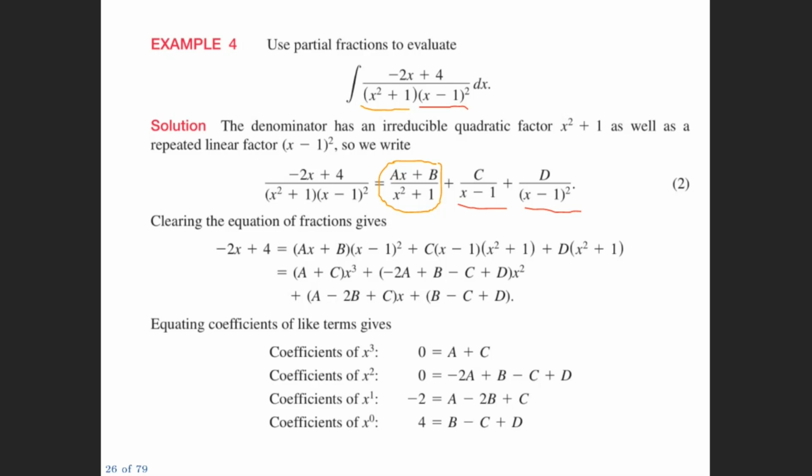What are the somethings on the top? The first term, we need a first degree polynomial on the top, because on the bottom it's a second degree polynomial. The thing on the top must always be 1 degree less than the thing on the bottom. And then for the next 2 terms, because it's a first degree polynomial on the bottom, it's just a number on the top.